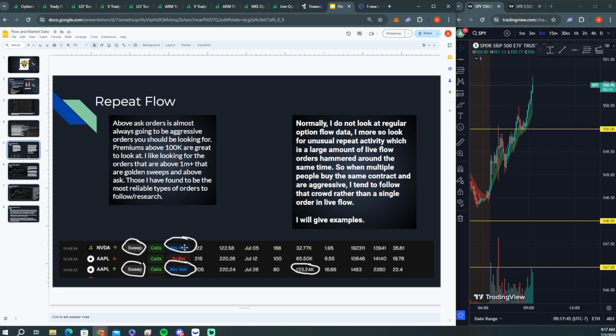Okay, is it an above ask order, or what kind of order is it? What kind of fill did they get? If it's an above ask order and there's a whole bunch of them, I'm like, okay, this is something I need to dig deeper into. Then I look at expirations, if it's close enough. And then I also look at premiums. If it's above $1 million or more collectively, that's really, really good.